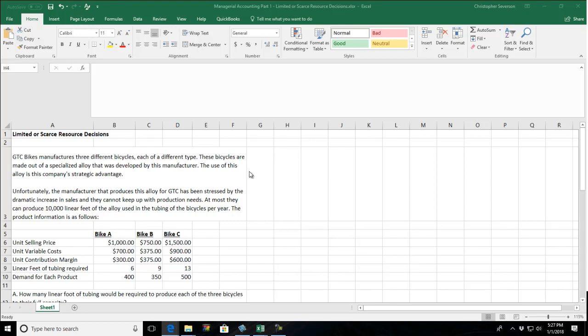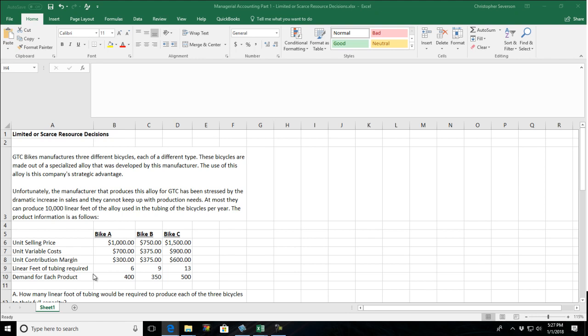In this exercise, we are going to be going through a limited or scarce resource decision. So let's read through the data set first and we'll talk more about the problem. GTC Bikes manufactures 3 different bicycles, each of a different type. These bicycles are made out of a specialized alloy that was developed by this manufacturer. The use of this alloy is this company's strategic advantage.